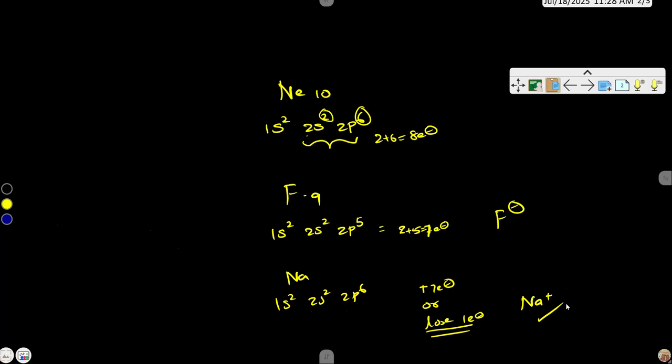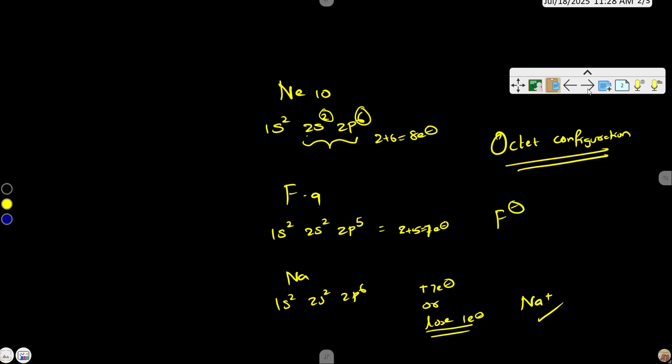I hope you understood the valence, the valence electrons and the octet configuration. That is, in the valence shell, if we have 8 electrons, that is called the octet configuration. So every element in our periodic table will try to attain this octet configuration according to Lewis. I hope you understood.